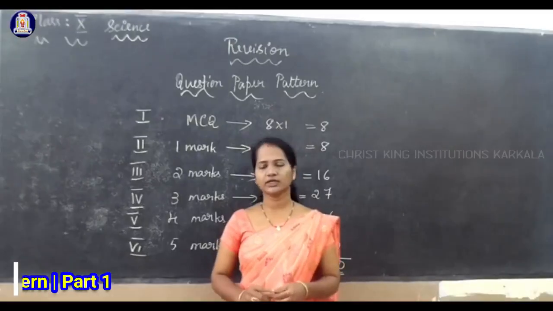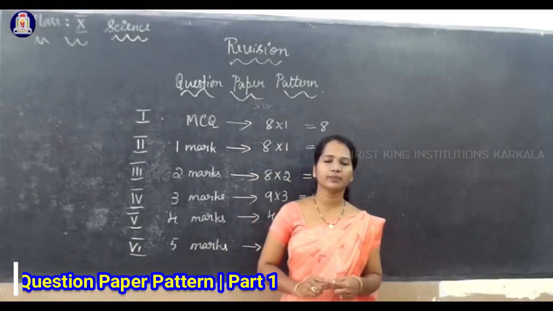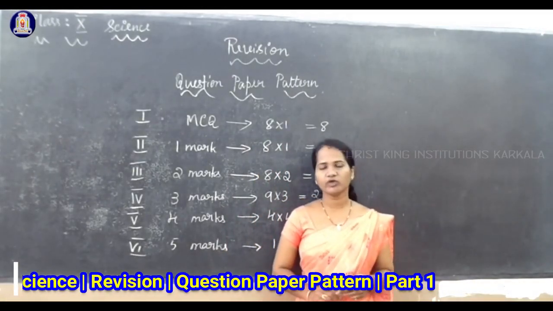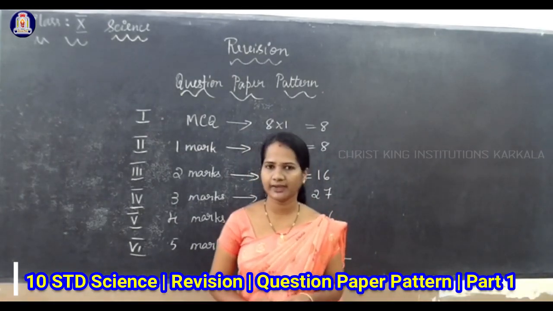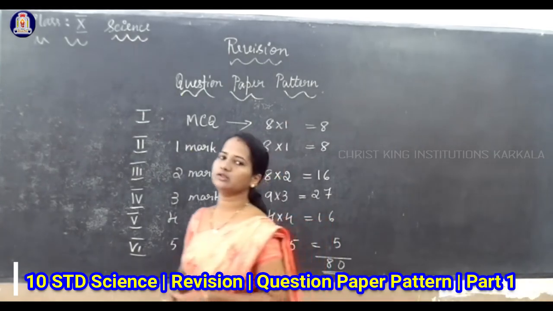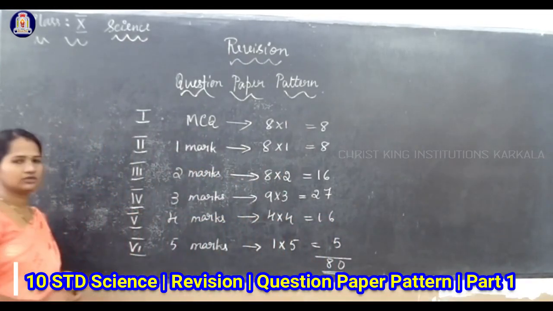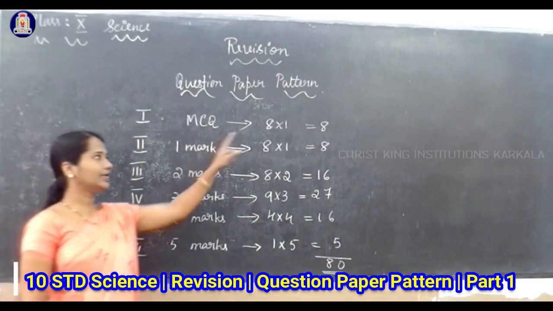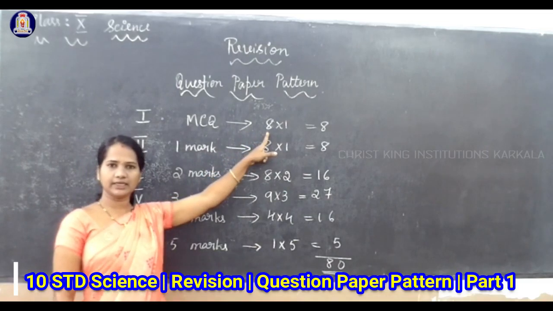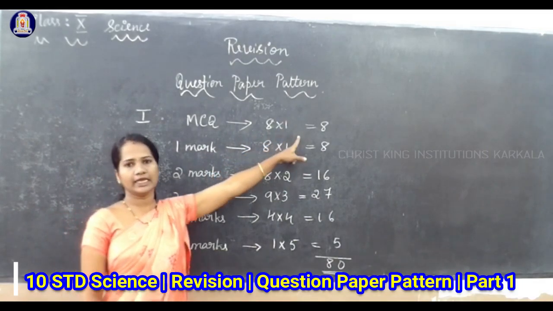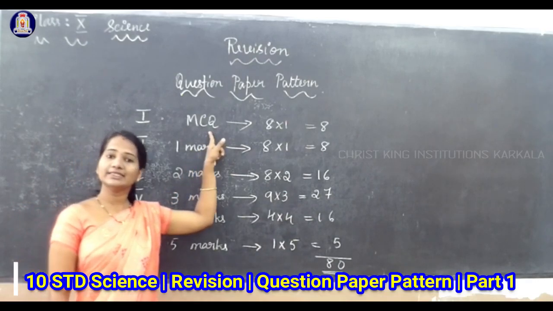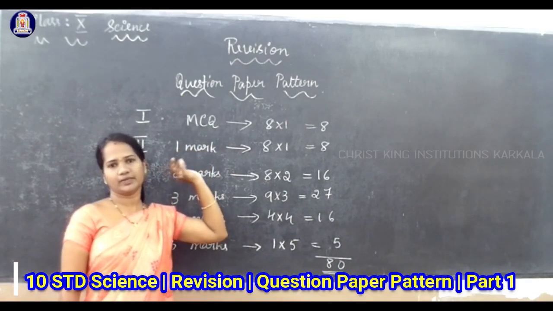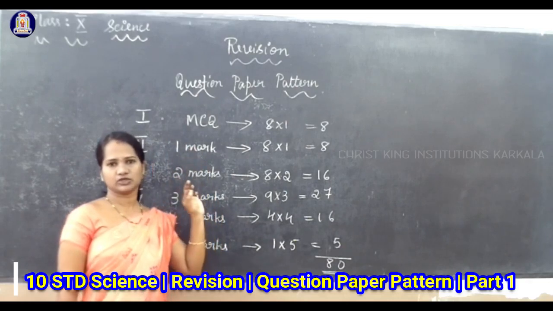In this revision class, first I'll discuss your question paper pattern. Your midterm exam question paper pattern will be the same as the final exam question paper pattern. In Roman number 1, there will be MCQs, multiple choice questions. 8 multiple choice questions, 1 mark each, 8 marks. While writing multiple choice questions, you have to write the answer along with the alphabet. It is given in the instruction itself.